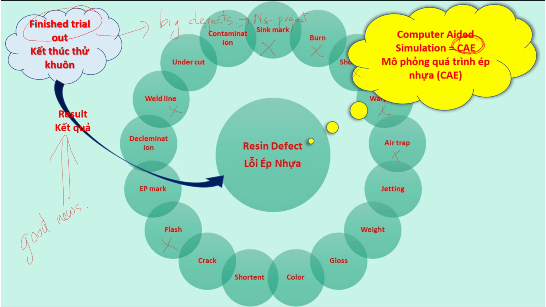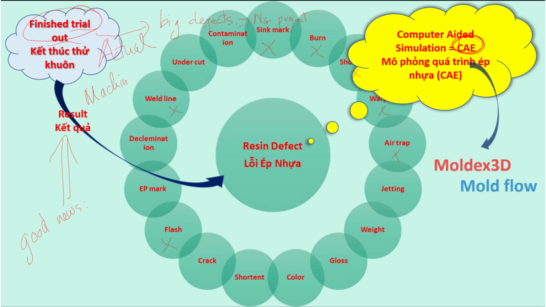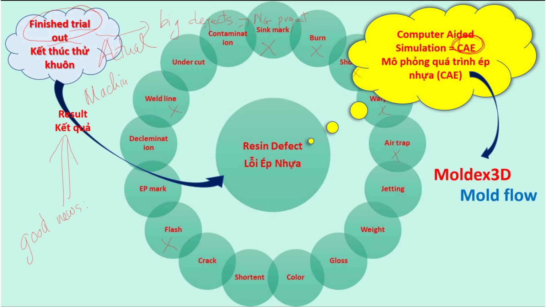Finally, we do not need to conduct the actual trial on the actual machine. Also, we do not need to use resin material, so it helps us reduce cost and, by the same means, increases profits for companies. In the world now, we have two main CAE software: Moldex and Moldflow. In this video, I will explain about Moldex in the development of a resin project.